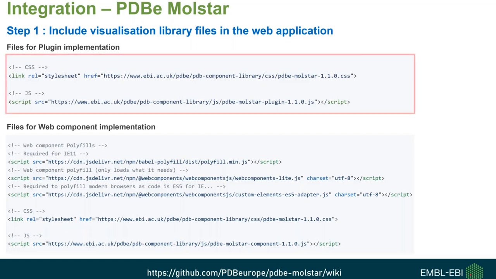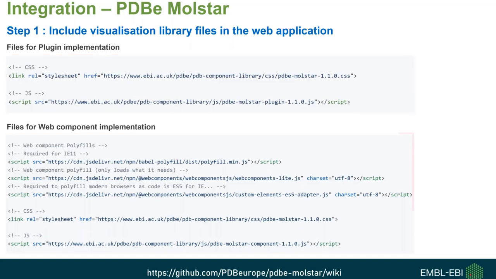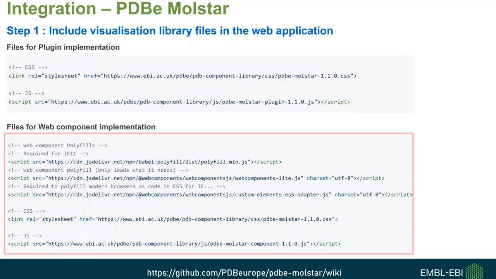So for plugin implementation, you will have to include the style sheet files and the plugin build file. For web component implementation, in addition to the style sheet and the actual web component build file, you will also have to include the web component polyfills as well. As web components are not yet natively supported across all the browsers, these files are not necessary if you are using the plugin. But for web components, you have to add these polyfills. So for any reason, if you feel that this is an overhead of downloading this data to your web page, we recommend you to use the plugin implementation.